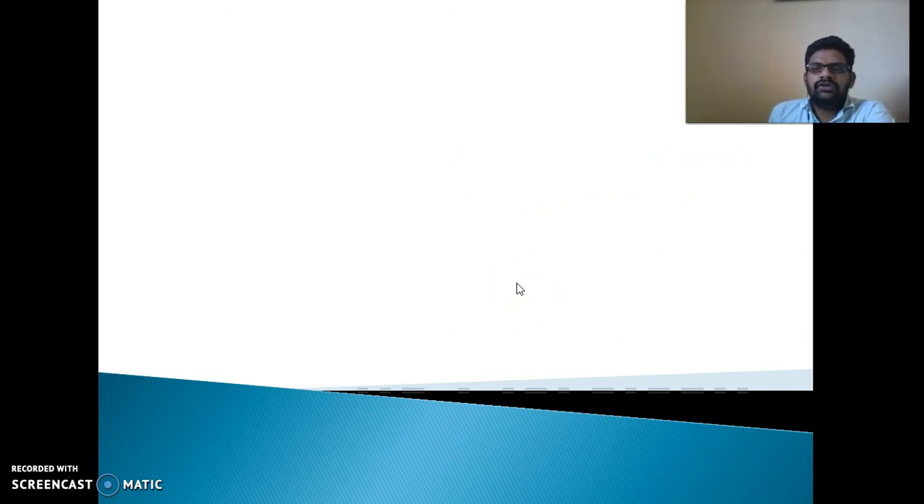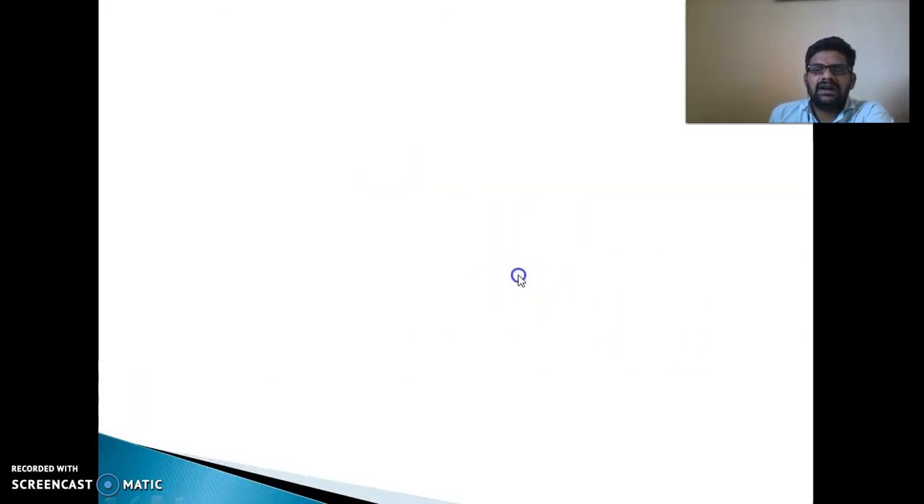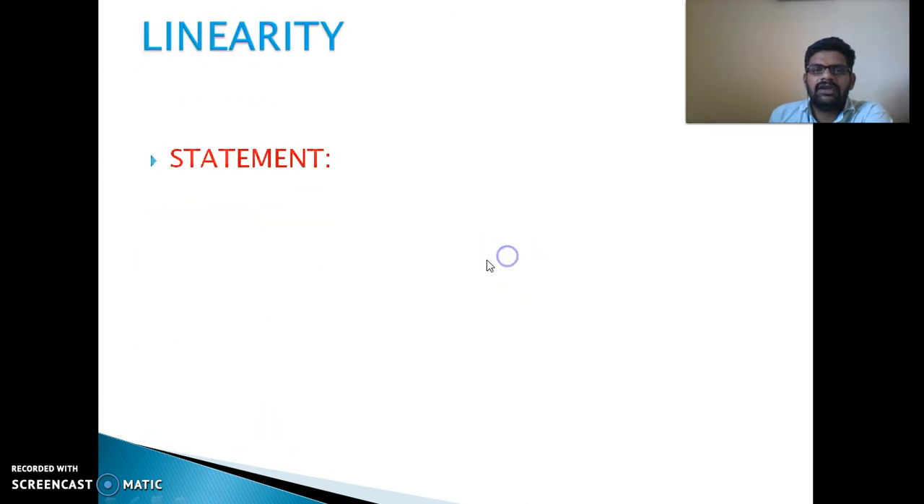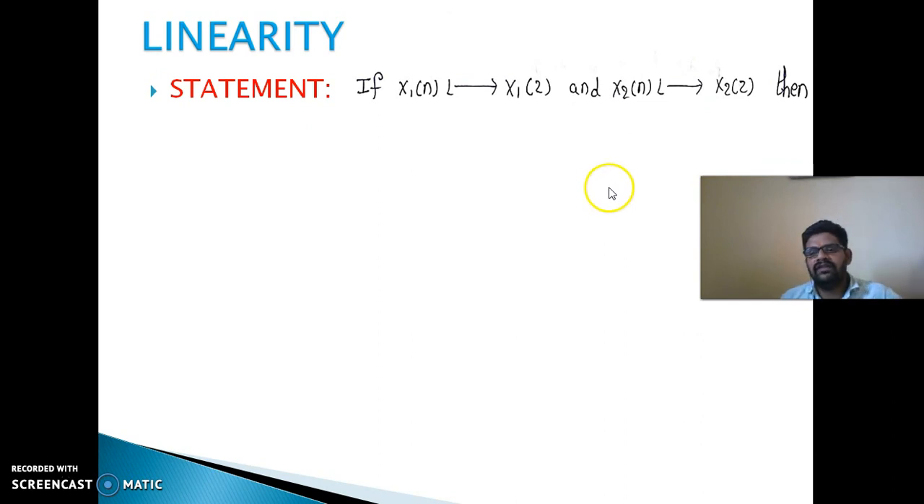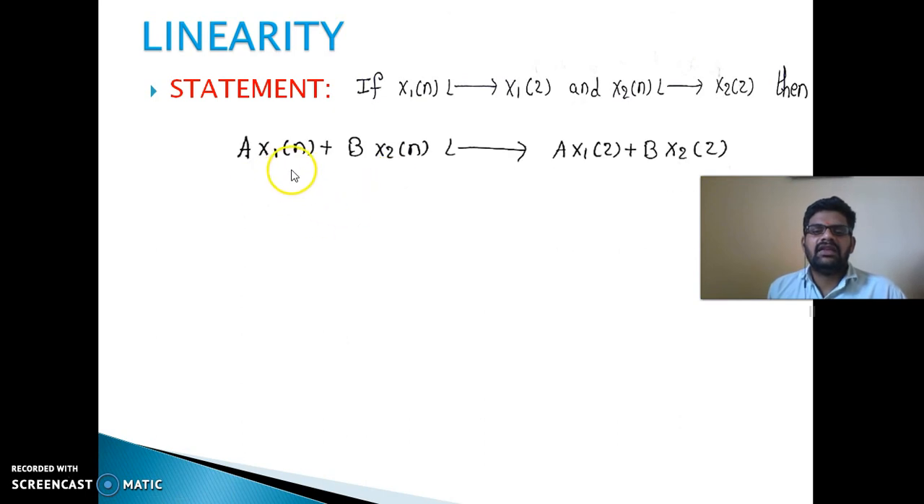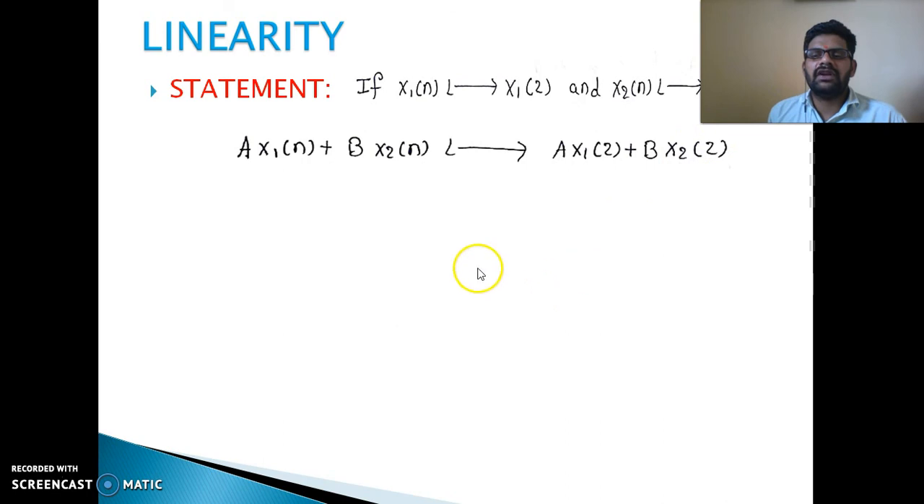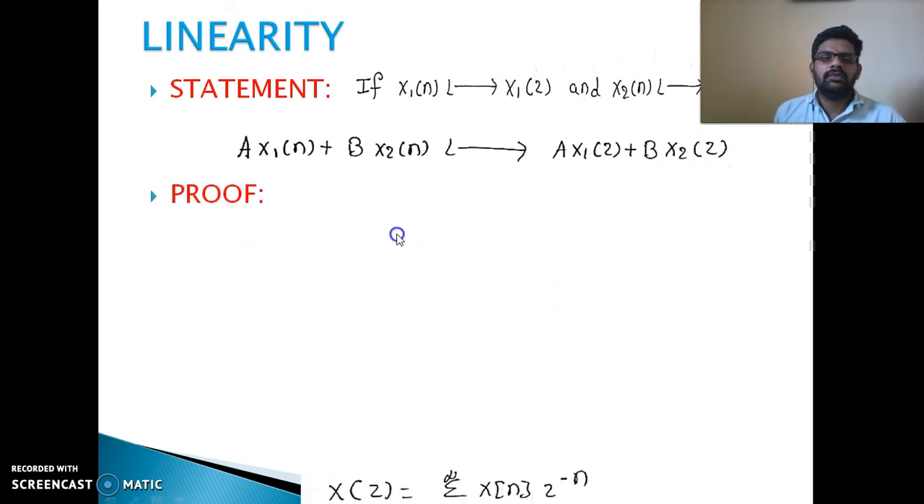Next, we will enter into the properties of the Z transform. The first property is the linearity property. The linearity property says the sum of outputs is equal to the sum of inputs. That is, if x1(n) is a Z transform pair with X1(z), and x2(n) is a Z transform pair with X2(z), then a x1(n) plus b x2(n) is a pair with a X1(z) plus b X2(z). Proof.